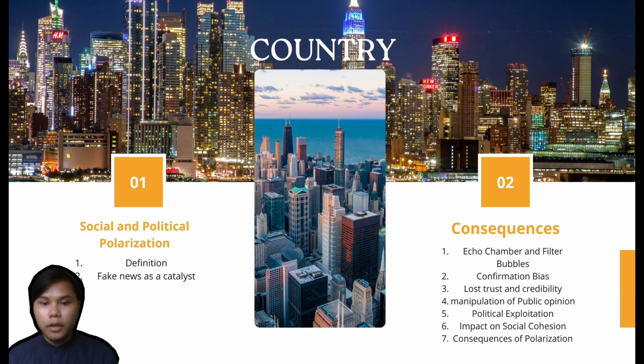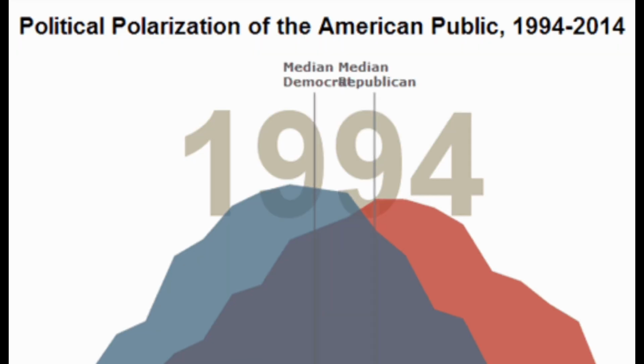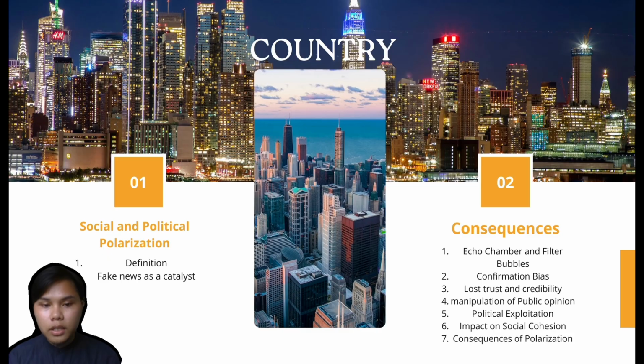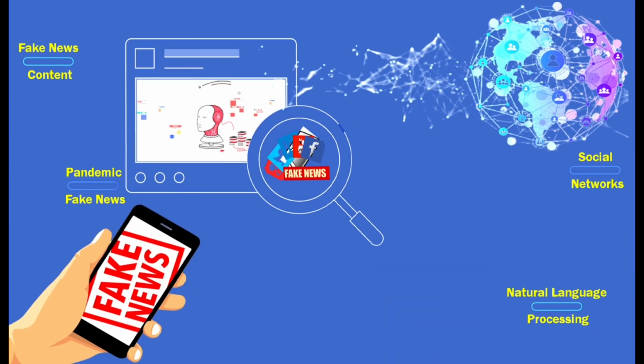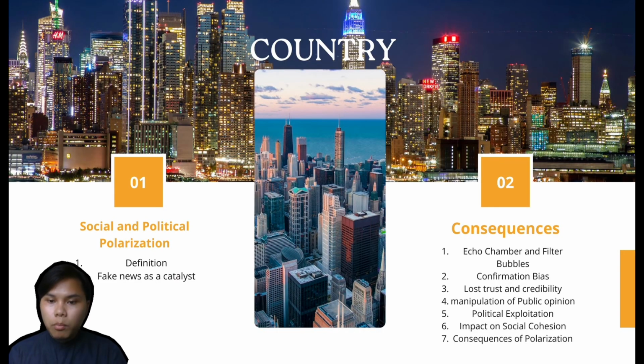Before we proceed, let's clarify what we mean by social and political polarization. It is the division and diversion of opinion and belief within our society. This polarization often leads to increased hostility, reduced cooperation, and hinders societal progress. Fake news acts as a catalyst for social and political polarization. It promotes divisive narratives and amplifies existing biases, thereby exacerbating the polarization within our country. It creates an environment where people are more likely to adopt extreme positions and resist opposing viewpoints.